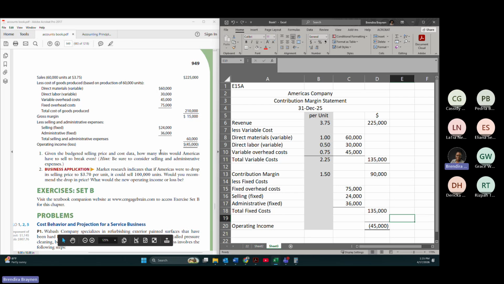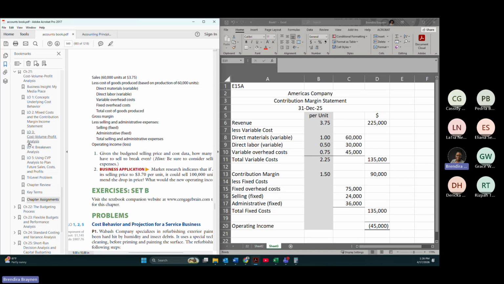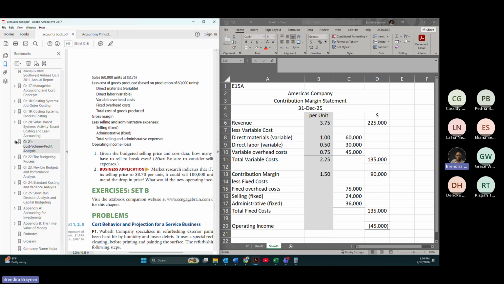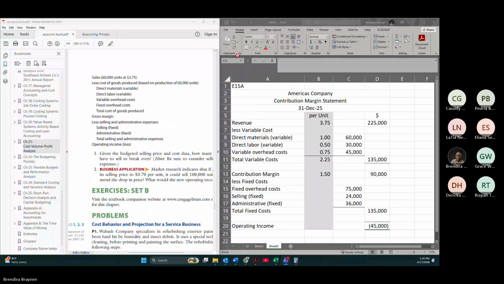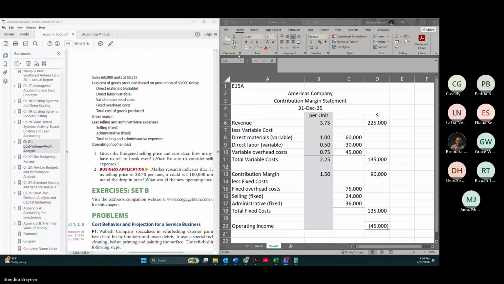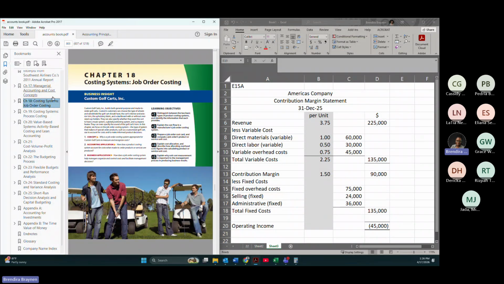Anything else from this chapter? I don't think there's anything else very significant from this chapter. In terms of problem questions, the only other one is going to be from chapter 17, sorry.